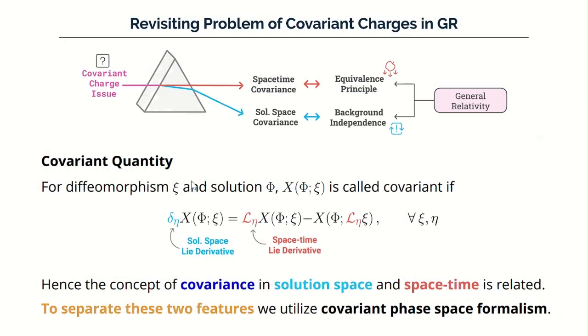As you know, GR has two properties: the equivalence principle, which ensures space-time covariance, and background independence, meaning all background geometries are solutions of the same theory, or equivalently, general covariance over the space of solutions. These features, while elegant, lead to the problem of charge covariance in GR. To separate these two notions of covariance, we turn to the covariant phase space formalism.